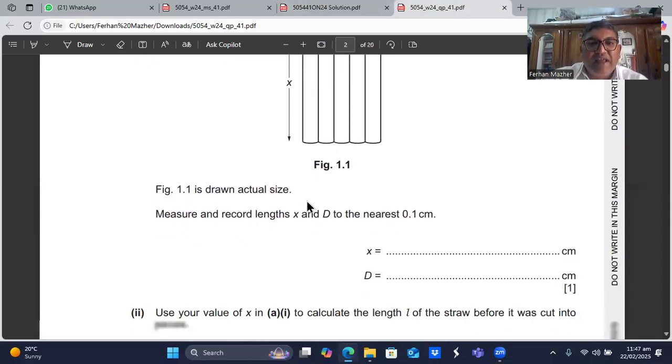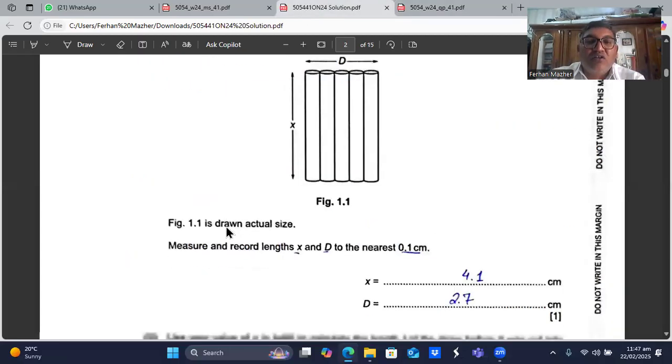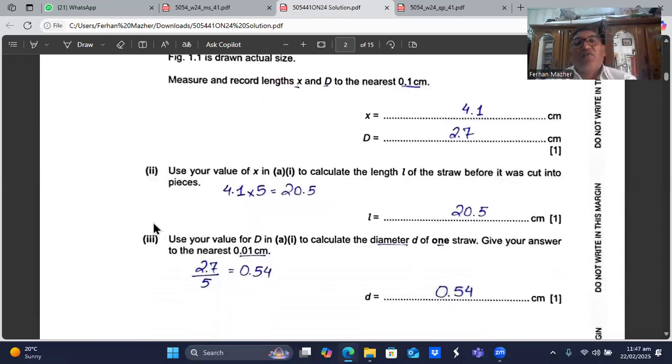Then he says, use your value of X in part (a) to calculate the length L of the straw before it was cut into pieces. Because you have cut that straw into 5 equal pieces, whatever the value of X is, just multiply it by 5 and you will get the actual length of that straw. So 4.1 multiplied by 5 is 20.5. So the actual length of that straw before cutting it into 5 equal parts is 20.5 centimeter.